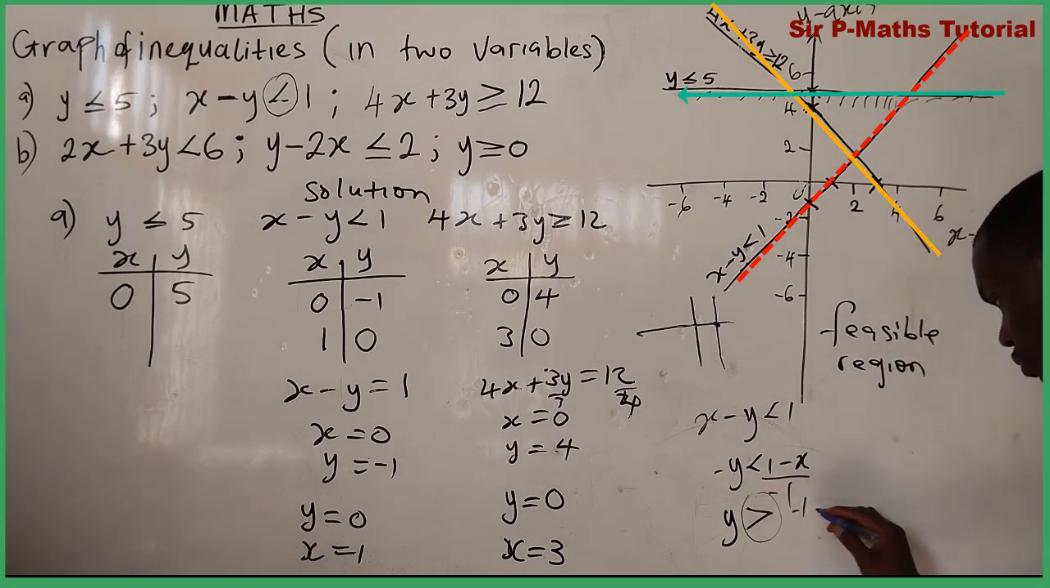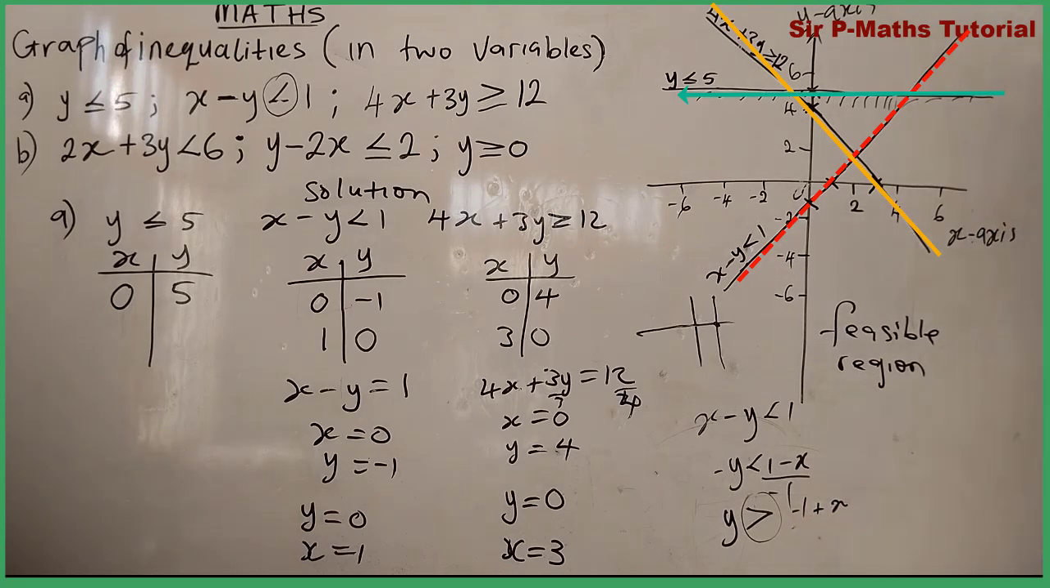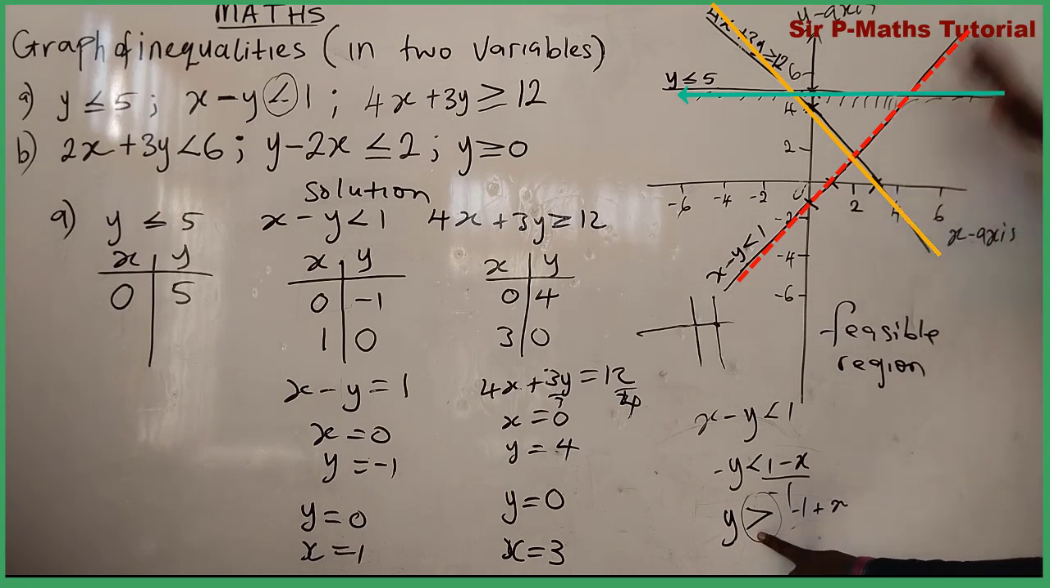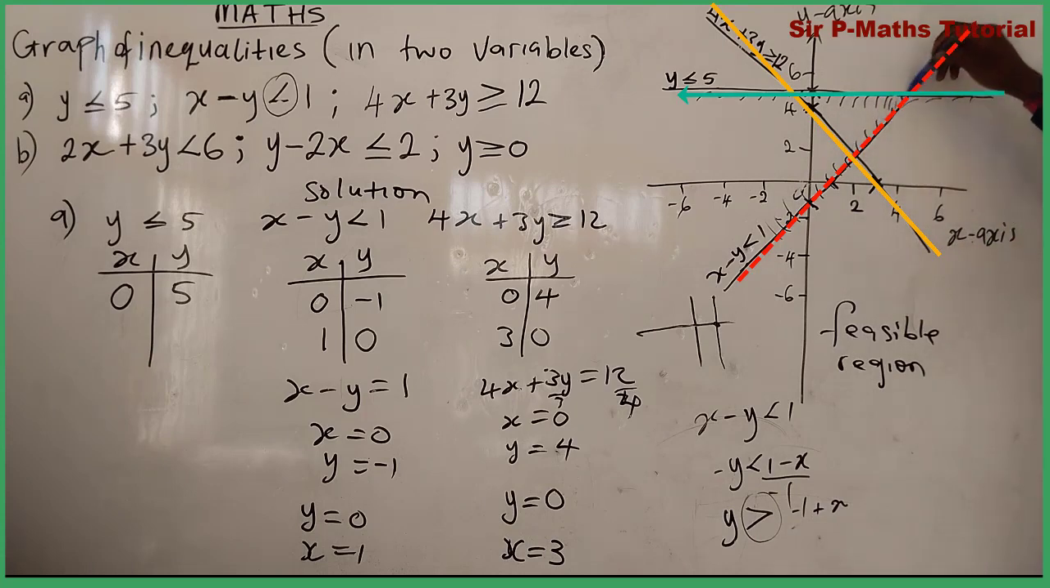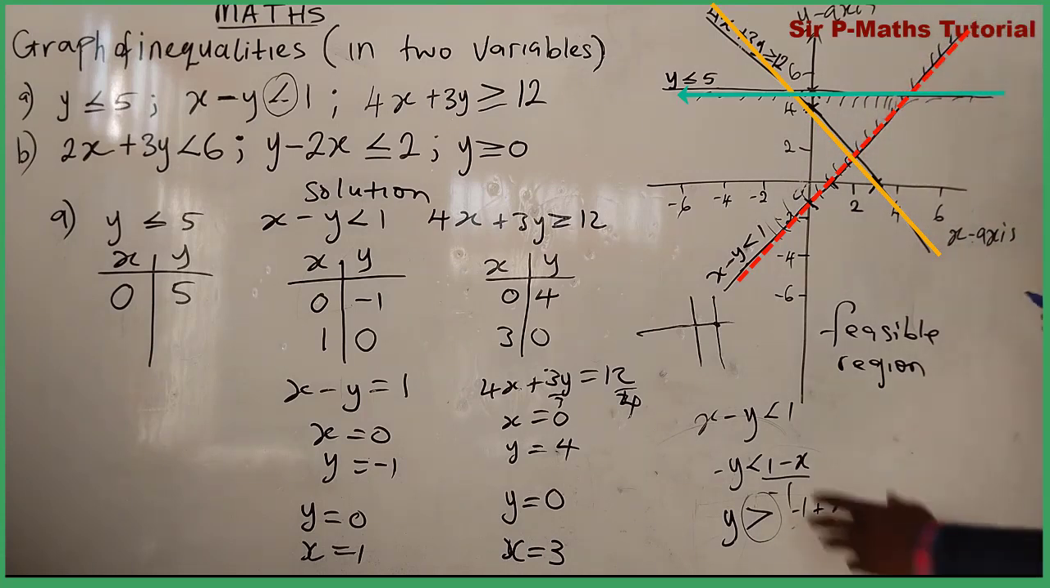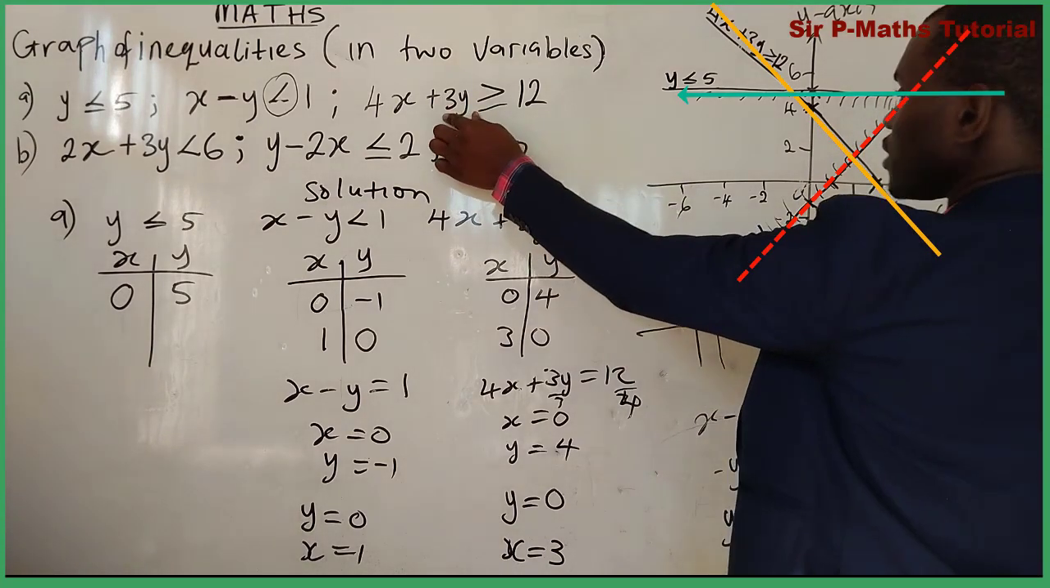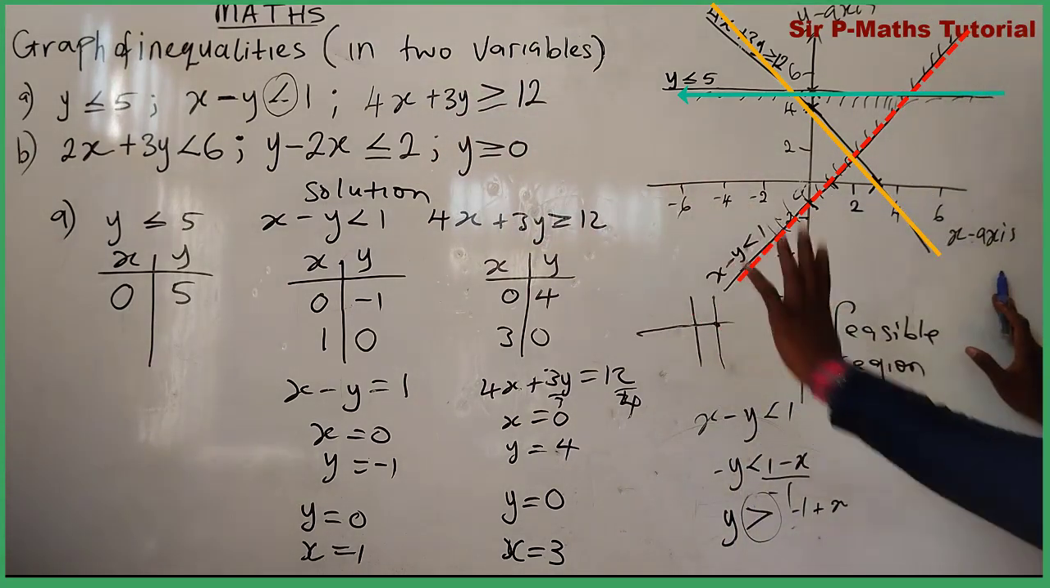So I'll have minus 1 plus x. So this will have y greater than. That means I'll be shading above because I have greater than. Right, so this is the side to be shaded. Then for the last one, y is positive, so no need making it the subject of the formula.